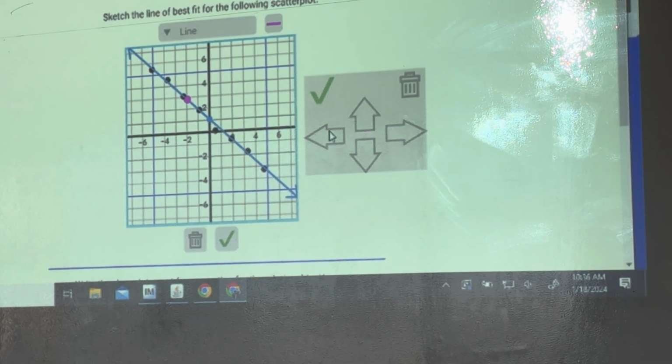Okay. Am I a bullseye right there? Just about, yeah. But just about isn't going to make it correct. It has to be a bullseye. So I want to go up.